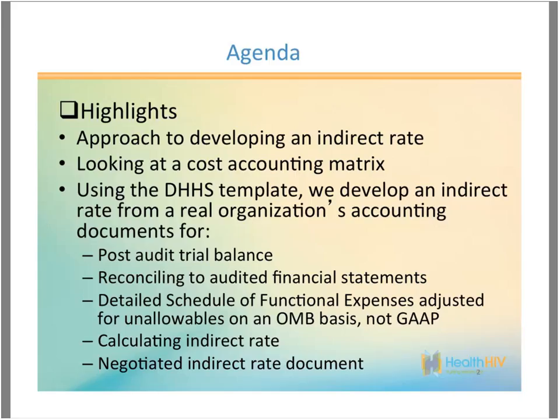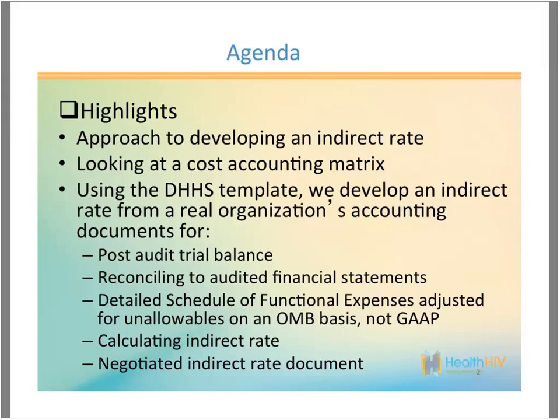So the highlights in our agenda today are to develop an indirect rate, but this time we're going to use a real nonprofit. We'll look at something called a cost accounting matrix, which basically aligns your chart of accounts and your departments together so that they are meaningful for developing indirect rates. We will look again at the HHS model template, but this time for a particular organization, and we'll look at their post-audit trial balance.